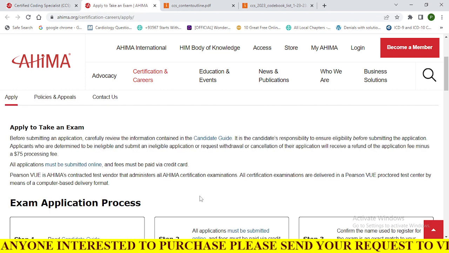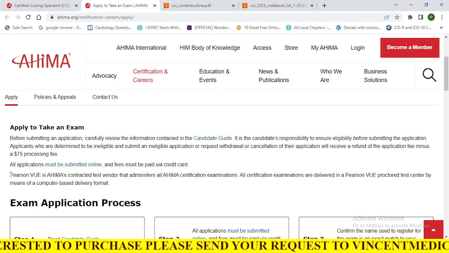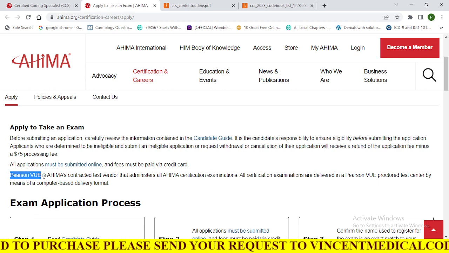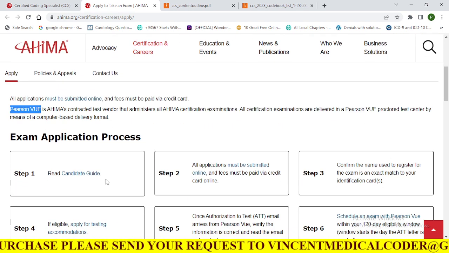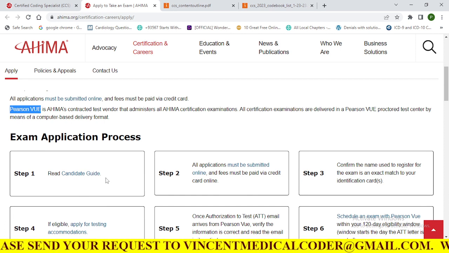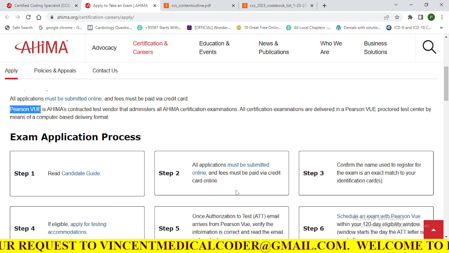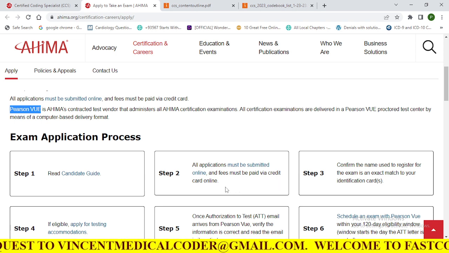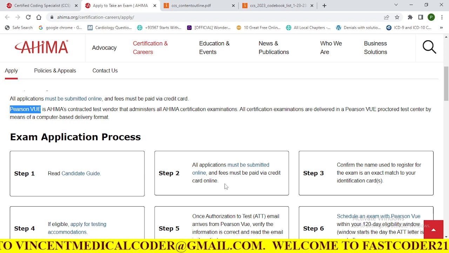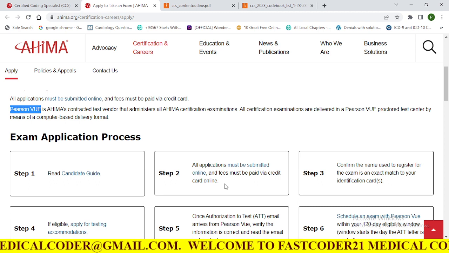So here we have the application process. This is an online exam. We need to go to the Pearson VUE test center and write there. Step 1, read the candidate guide, which has all the guidelines for the exam. Step 2, all applications must be submitted online and fees must be paid by credit card online. So you need to fill in all these details and pay the fee online.